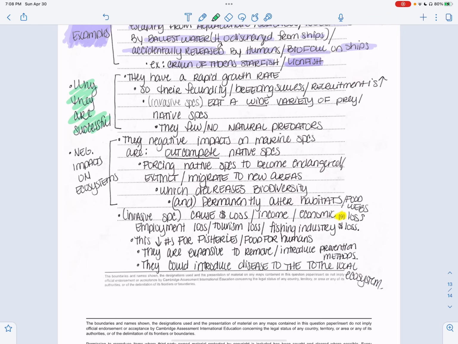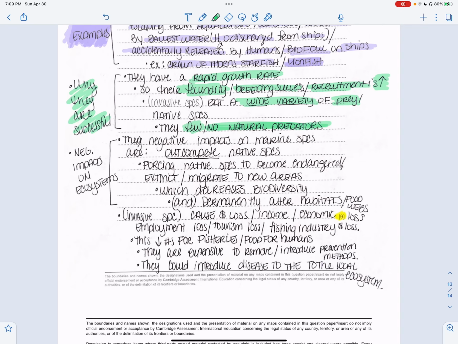Why are they successful? They have a very rapid growth rate. They grow really fast. So that means their fecundity, their reproductive abilities, are very high. Their breeding success and recruitment, the new organisms coming into the environment, all of that is very high. Invasive species can eat a wide variety of prey, so they have plenty of food items. And they have few or no natural predators in their ecosystem. They don't have many predators to stop them. They can eat so much food, grow really fast, and reproduce a lot, which makes them very successful.